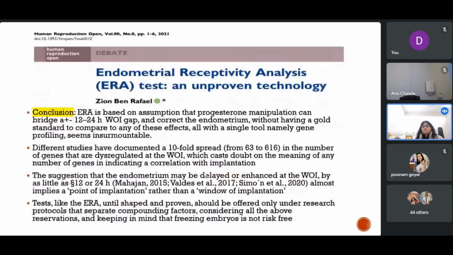So this was a detailed review by Zion et al., and they concluded that the assumption that progesterone manipulation can bridge a 12 to 24-hour window of gap and correct the endometrium, without having a gold standard to compare to any of these effects, all with a single tool, namely gene profiling, seems insurmountable. So you are adjusting the window of implantation by manipulating the progesterone, and you are saying that it is very narrow and you can easily adjust it by shifting it or preponing it by 12 to 24 hours. So this is not what the window of implantation is.